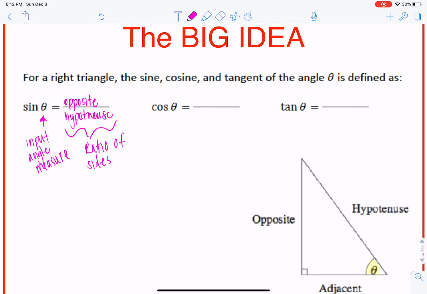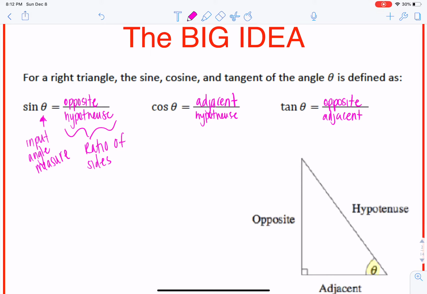So for cosine of theta, my ratio is of the adjacent side, the side that's right next to theta, over the hypotenuse. And tangent will be the opposite side over the adjacent side.